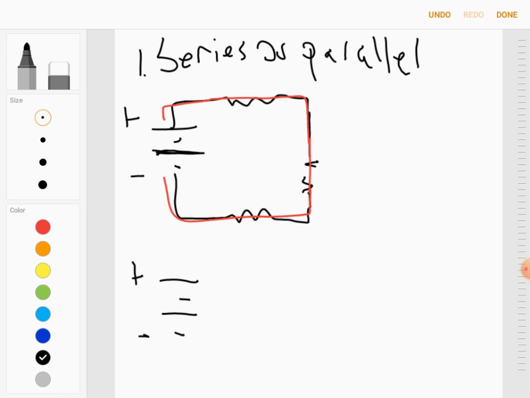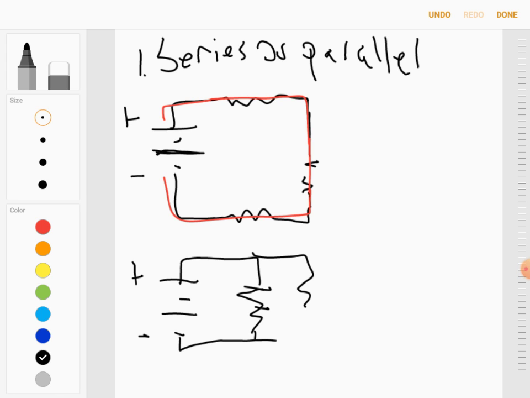It would go here, and then, wait a second. Hold up. I think I did something wrong here. Hang on. Oh, sorry about that. I was looking at the wrong thing. It's actually this. There's a resistor there.